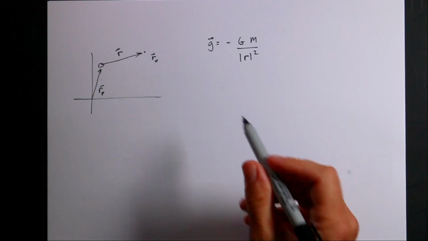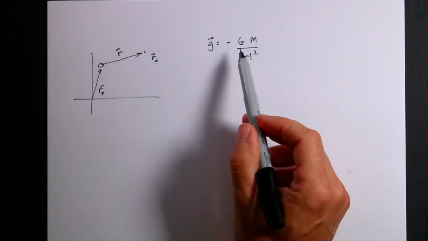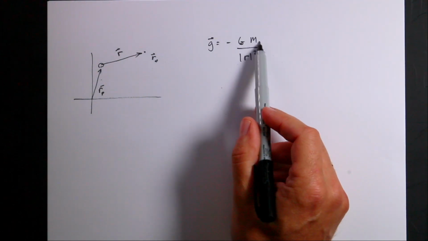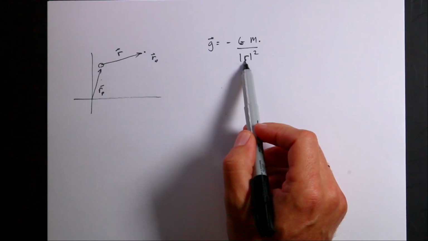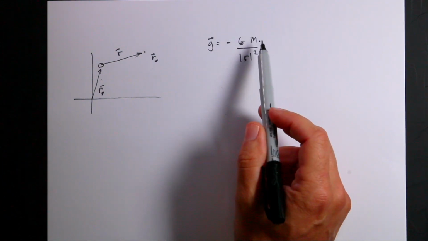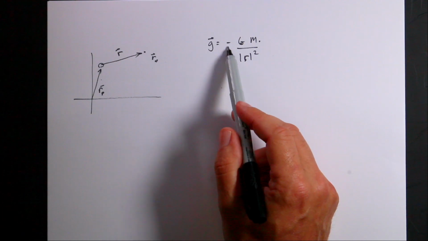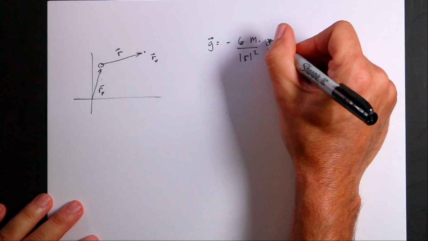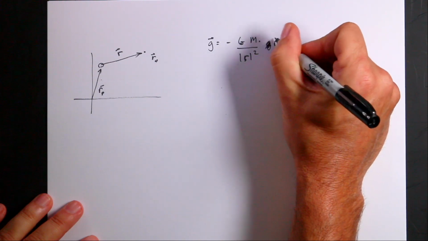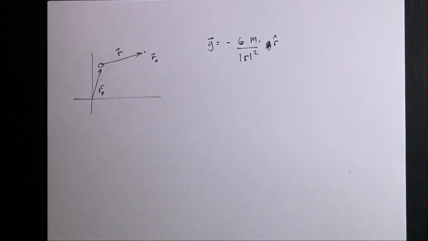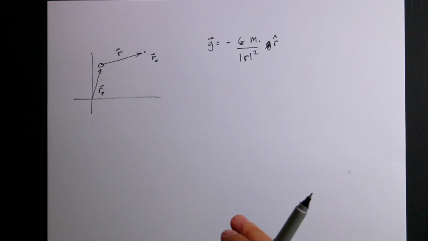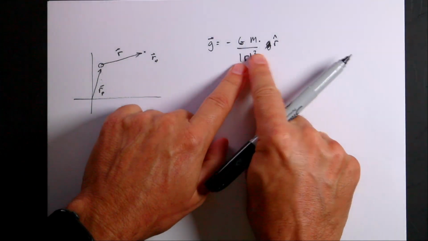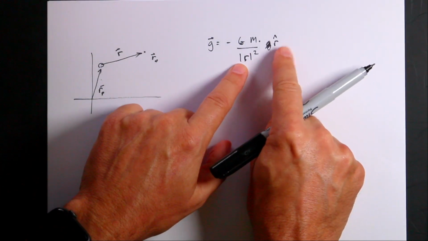But you see the problem here, right? That's a vector. G is a gravitational constant. Mass, that's a scalar. Magnitude is a scalar. So I have a scalar over here. I can't have that equal to a vector. And why do I have a negative sign? It's because you have to put another factor, r hat. I need a unit vector. A unit vector is a way to turn a scalar into a vector by multiplying it by a unit vector.